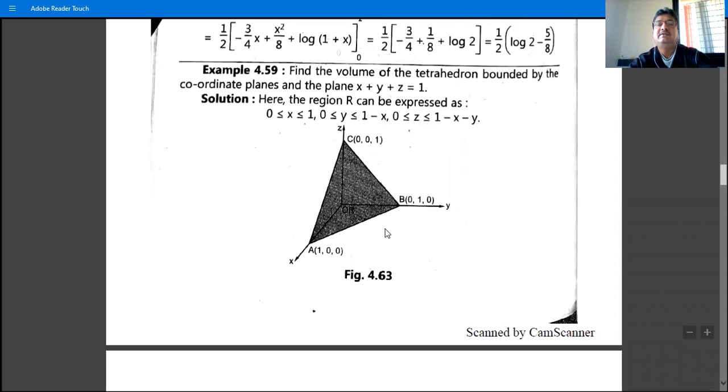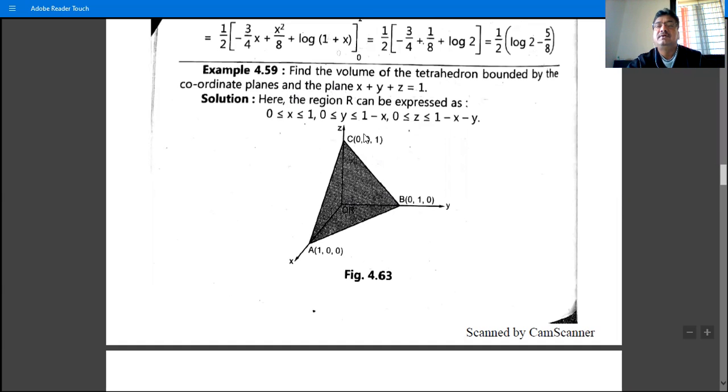Next problem is to find the volume of the tetrahedron bounded by the coordinate planes and the plane x plus y plus z is equal to 1. So this is the plane x plus y plus z is equal to 1, and we have this tetrahedron figure, and we have to find its volume.